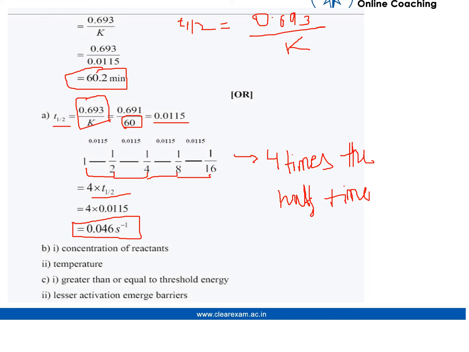B part is the factors that affect the rate of chemical reaction. There are various factors that affect the rate of a chemical reaction, and we have to write only two. So two of them are the concentration of reactants and the temperature.